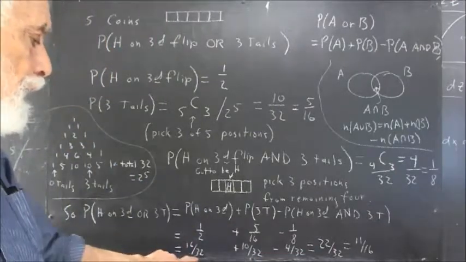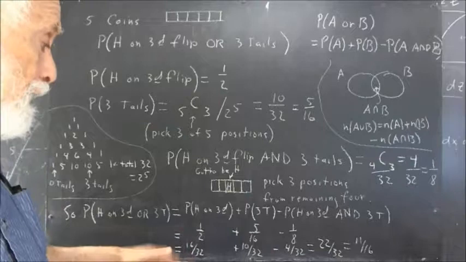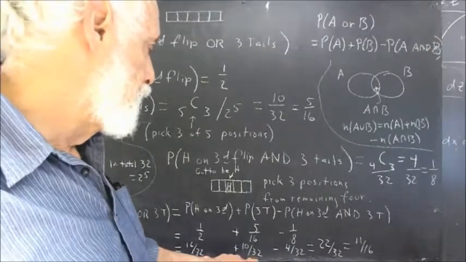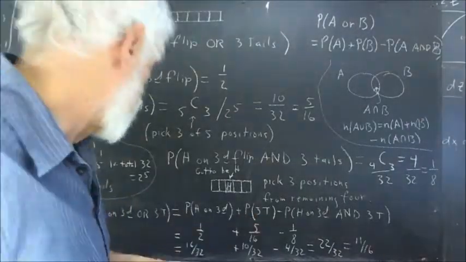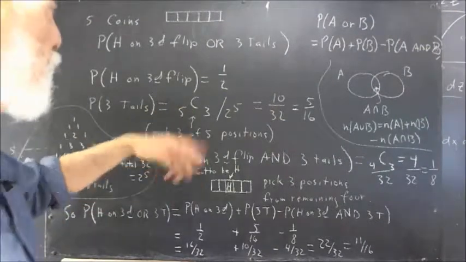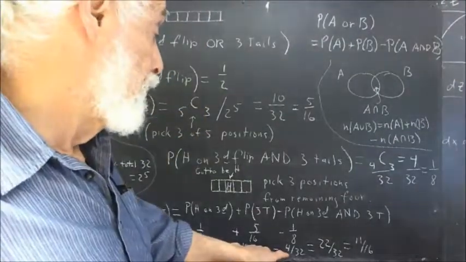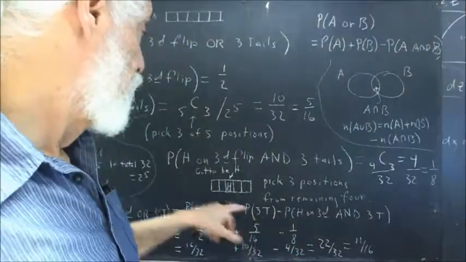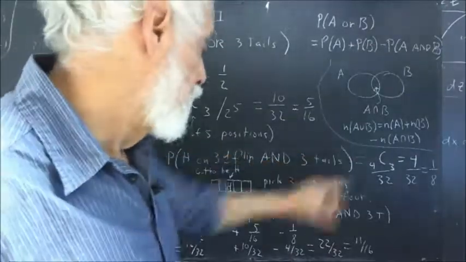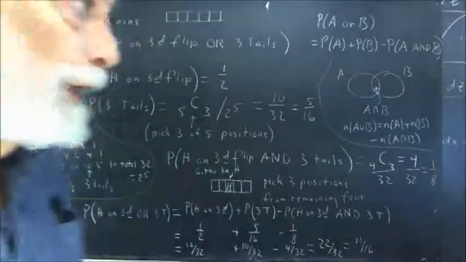Okay, so 1/2 is 16 out of 32. There's 16 ways to get a head. 16 out of 32 occurrences give us a head on the third flip. 10 out of 32, that's the probability of getting 3 tails. There are 10 ways out of the 32 to get 3 tails. Reasoned by Pascal's triangle, reasoned by combinations, or reasoned by just using the fundamental counting principle. Okay, and here then we got 4 out of 32, 4 ways to get a head on the third pick and tails on 3 of the remaining 4. We do that, we get 22 out of 32, which reduces to 11 out of 16.